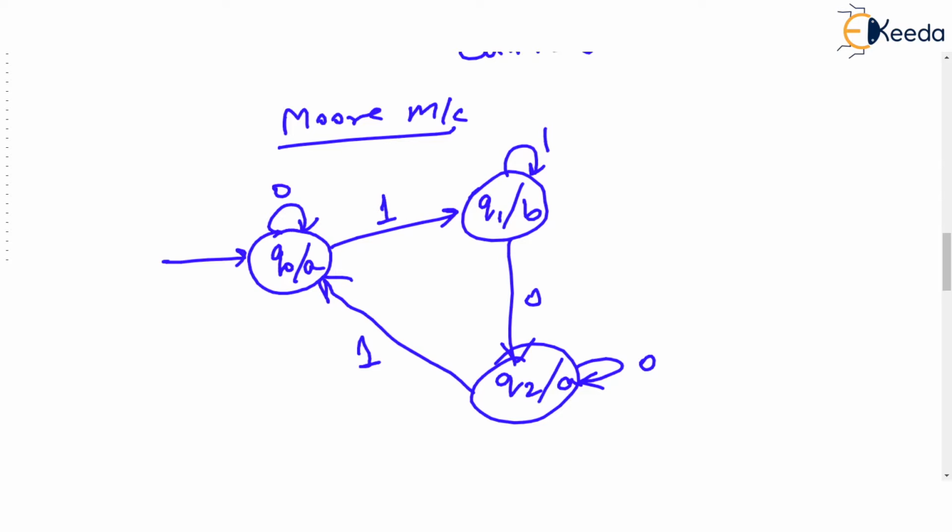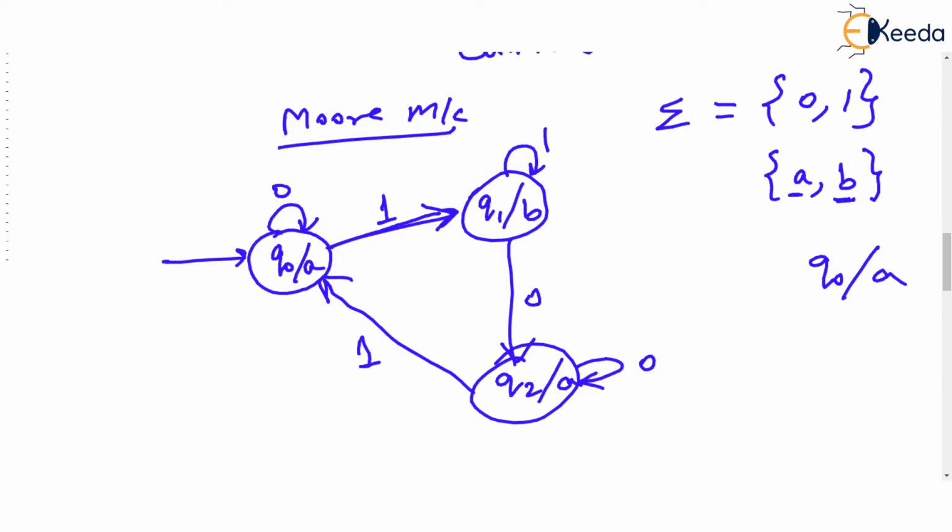That means in this machine, sigma, the input symbols, are 0, 1. Observe, because the transitions are labeled with 1 or 0. Whereas the output symbols, the output produced by this Moore machine, are going to be A, B. Just check, these output symbols are written with the states, like you will see Q0 slash A or Q1 slash B or Q2 slash A. These are basically the outputs produced by the Moore machine.